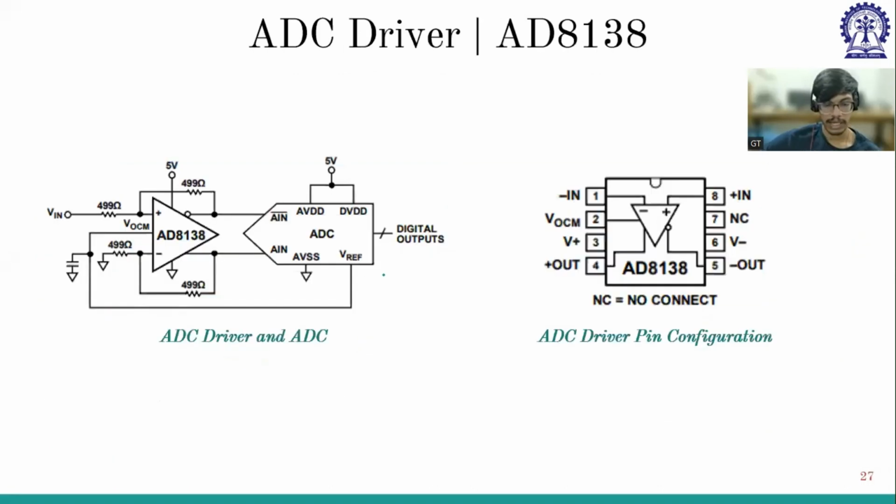So in the case of ADC driver, whatever V0 that we are sensing is with respect to ground, right? Whatever V0 we have measured is with respect to ground, and it is single-ended. And the ADC we have chosen is differential.